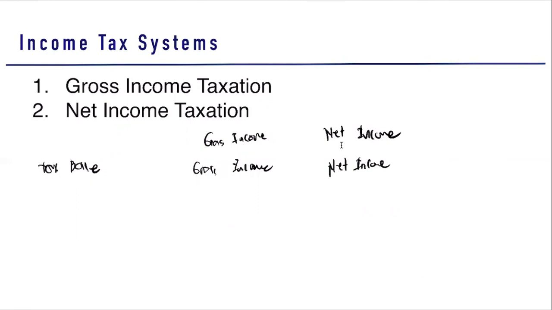We call that net income taxation. So if the basis is net income, that is net income taxation. If the basis is gross income, that is gross income taxation.